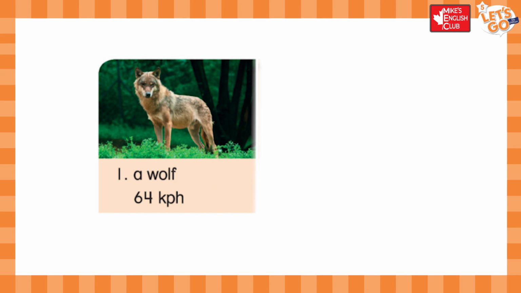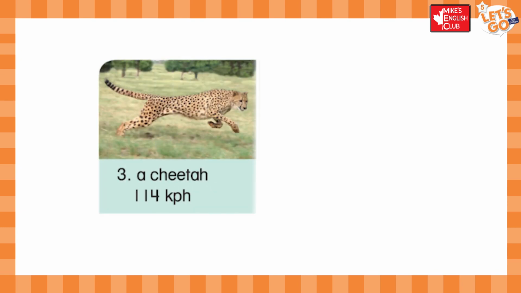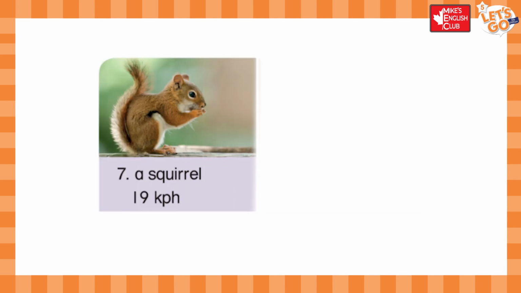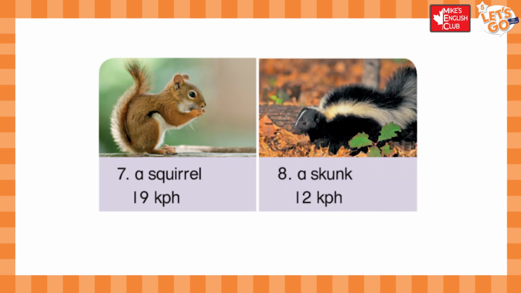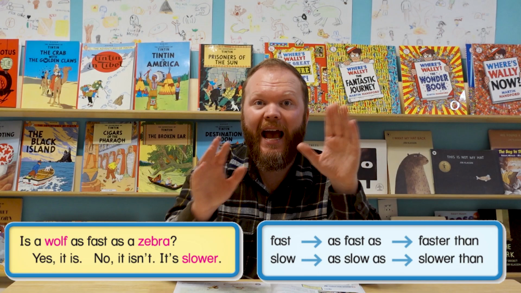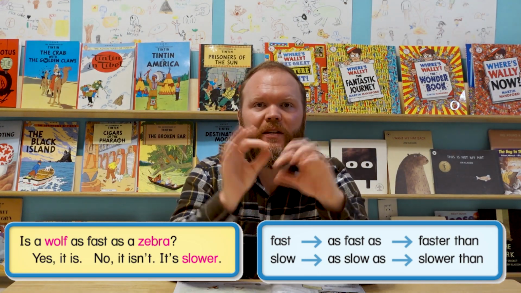Great, and now we're back. The second big practice thing on this page was about comparing animals. So let's go ahead and remember what the names of those animals were. A wolf, a zebra, a cheetah, a gazelle, a rhinoceros, a polar bear, a squirrel, a skunk. Okay, and now we can use the pattern to talk about the different animals and which ones are as fast as, which means the same speed.